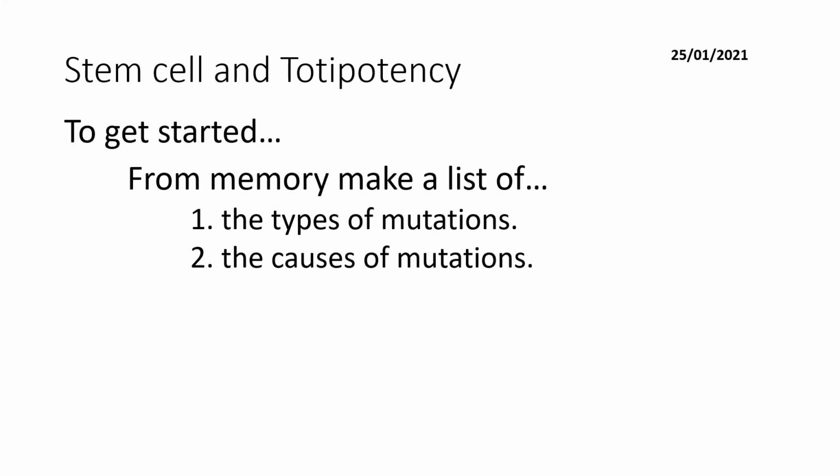evaluation. To get started, make from memory a list of the types of mutations and the causes of mutations in the form of mutagens. There are 6 main types of mutations and there are 5 main mutagens you need to be aware of. Pause the presentation, come up with as many of them as you possibly can, and when you're ready you can restart the presentation. So pause the presentation now.